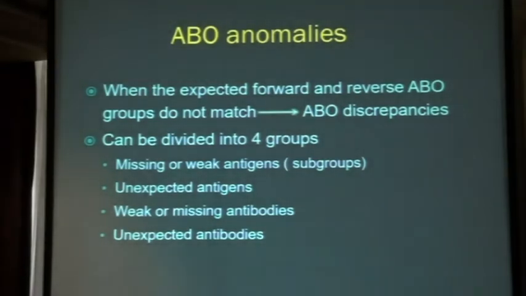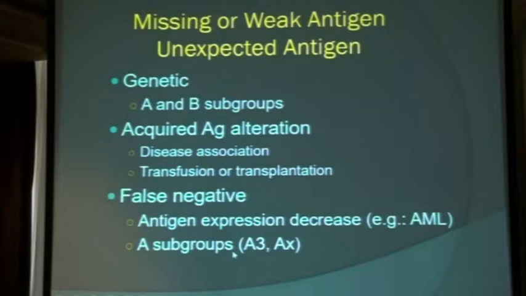ABO anomalies: when the forward and reverse ABO groups are expected to match but do not, ABO discrepancies occur. They can be divided into four groups: missing or weak antigens, unexpected antigens, weak or missing antibodies, or unexpected antibodies. Missing or weak antigens have many causes, like genetics, A or B subgroups, or acquired causes such as some diseases, transfusions or transplantation.